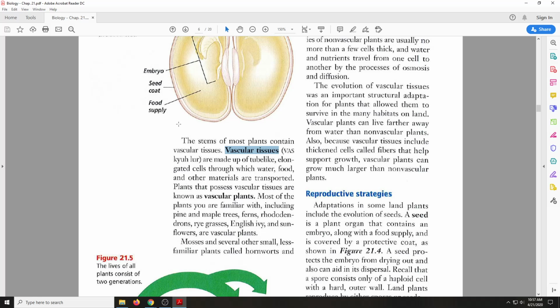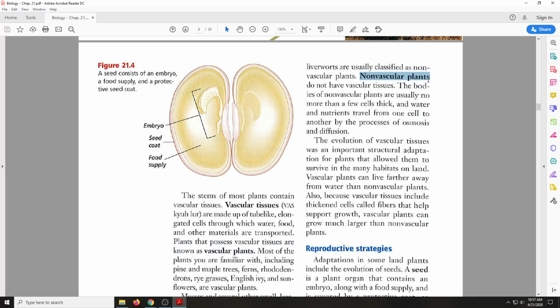Not all plants have vascular tissues though. We see here, plants that possess vascular tissues are known as vascular plants, which, the fact that it's telling you that, means there's probably non-vascular plants, and we will go over those a little bit. Most of the plants you are familiar with are vascular plants. So we see ivy, trees, ferns, sunflowers. All those are vascular plants, which means they have these little tubes inside of them to help transport water and sugar throughout the whole thing.